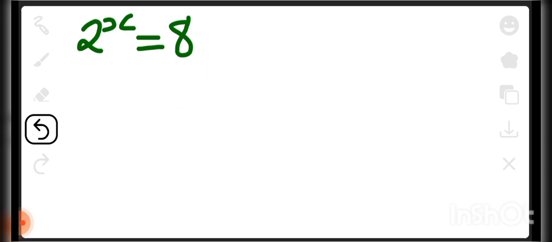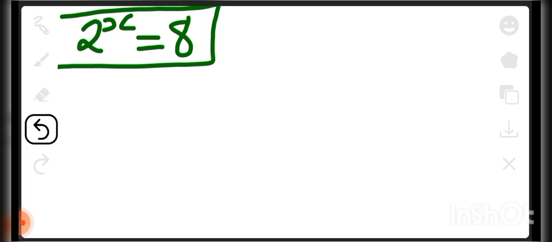So from this rule now, if you have any equation in indices, the first thing you are going to do is try your best to see if you can make the two bases the same. If you cannot make the two bases the same, you have another way to do it. But in this question, we can make the two bases the same. So let's try and see what we can do.